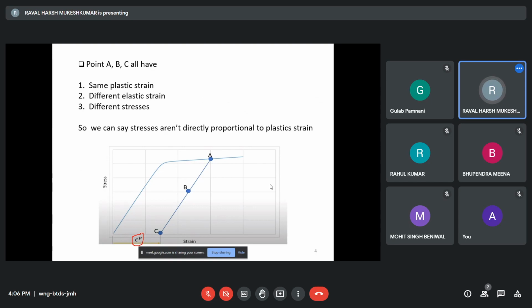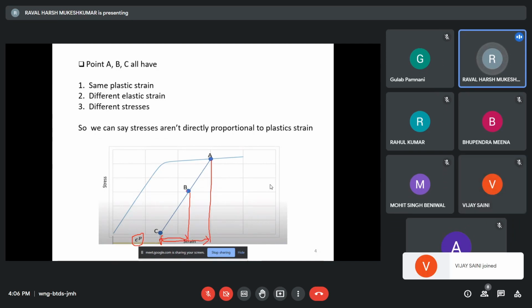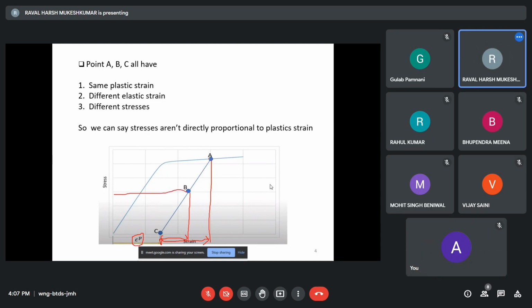Now sir, at point A we will have plastic strain as indicated as I'm drawing in the figure. This will be the value of elastic strain at point A, and at point B this will be the value of elastic strain. And at point C, we will have zero elastic strain. So what we can see from the figure is that even though all the points have the same plastic strain, all points will have different elastic strain. And the value of stresses at those points is also different. So we can say that the stresses in the elastic plastic region, or the region after yielding, can't be directly associated with the plastic strain.